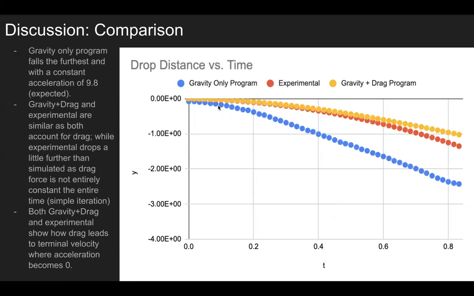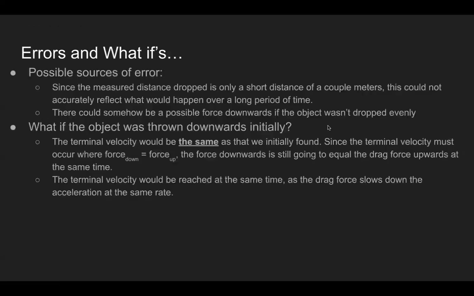Like I was just saying, the gravity only one is going to continue to accelerate as it gets further and further down, while both the experimental and the gravity and drag one include drag. The experimental one is a little bit less, just because that's how experiments work. It's not going to be completely perfect, but the gravity and drag one is almost completely leveled out by the end into a constant velocity, the terminal velocity.